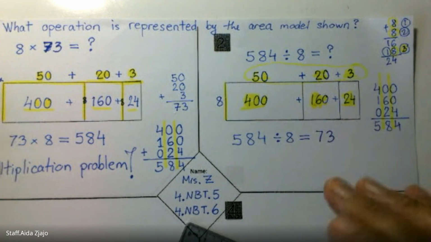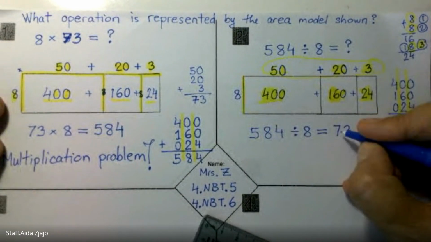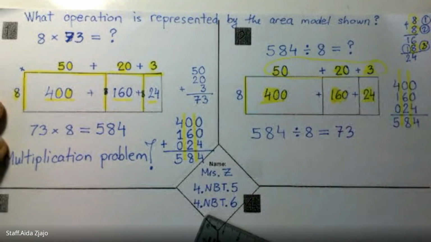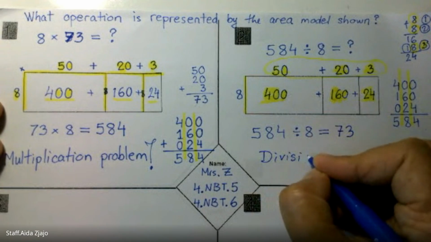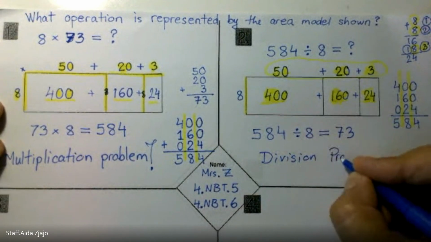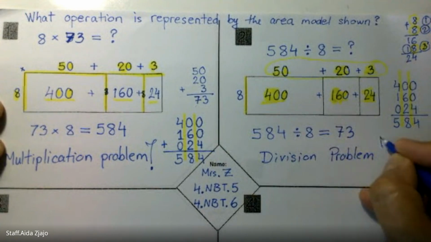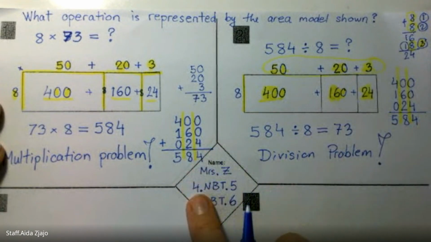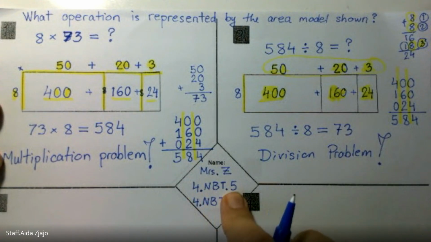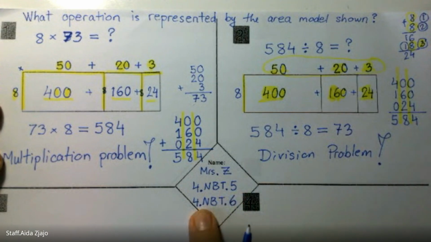So we have our solution for our problem. Our problem was a division problem. So this is how you do this for 4th grade Number and Operations in Base Ten, objective 5 and also objective 6. Objective 6 is division, objective 5 is multiplication.